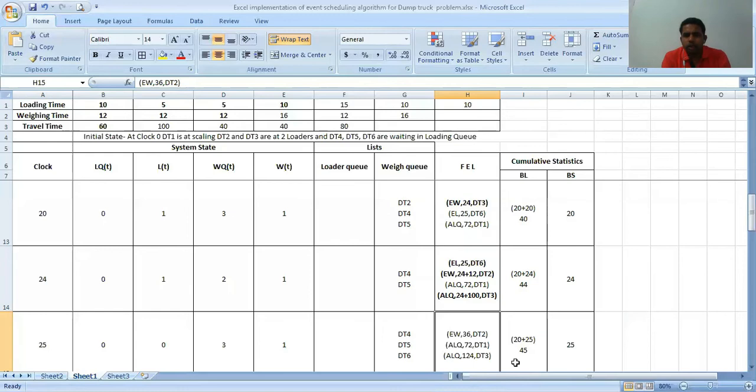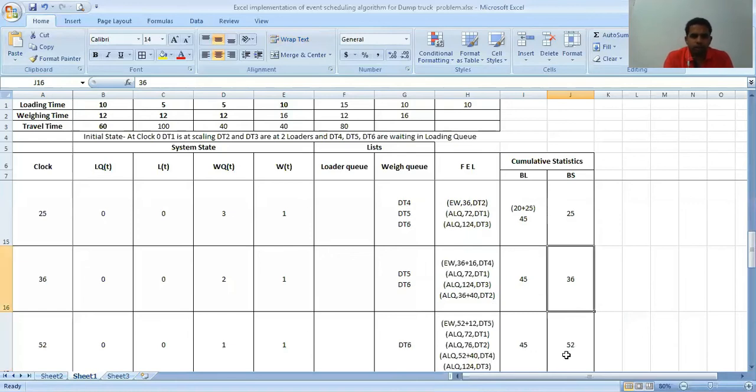And cumulative statistics will be: one of the loaders was free up to the 20th minute, busy up to the 20th minute, and one of the loaders is busy up to the 25th minute. Therefore, it's going to be 20 plus 25. It's going to be 45. And the scaling machine was busy up to 25. Therefore, it's going to be 25.